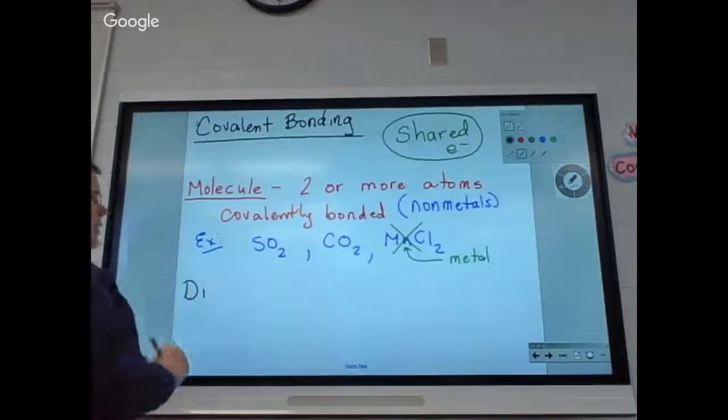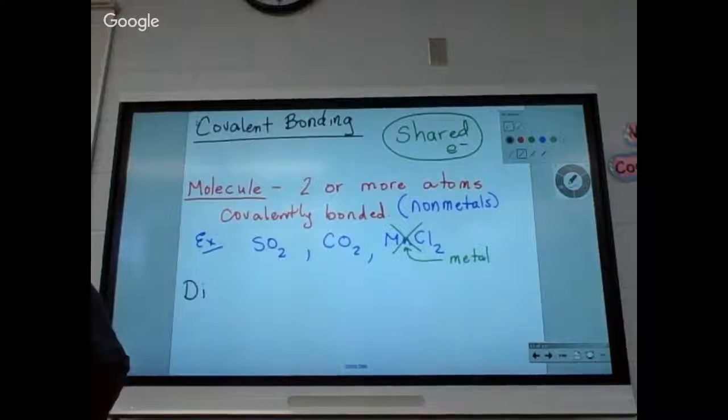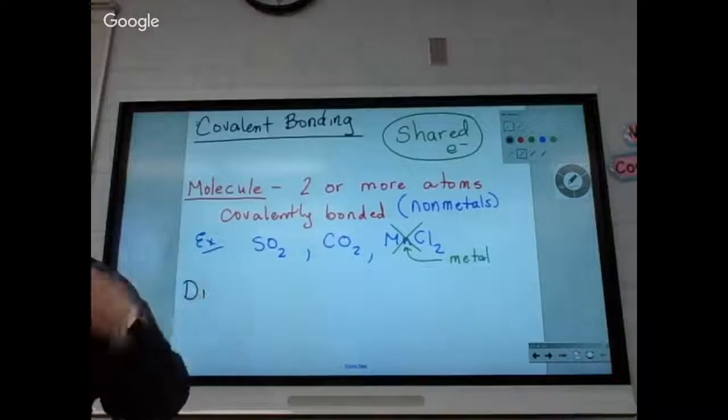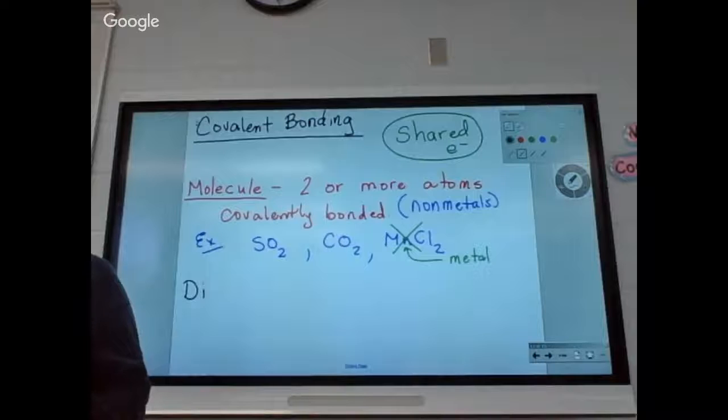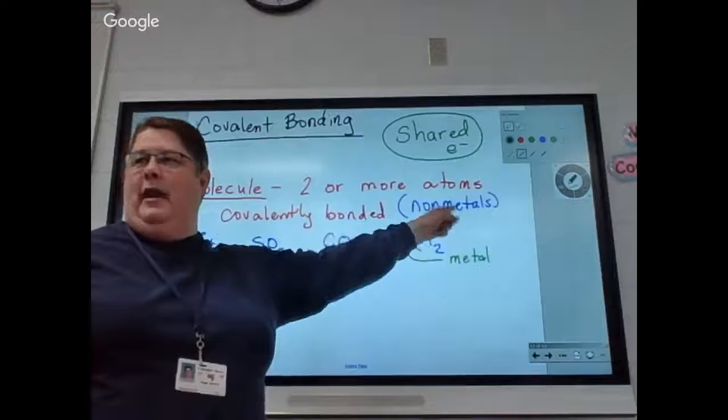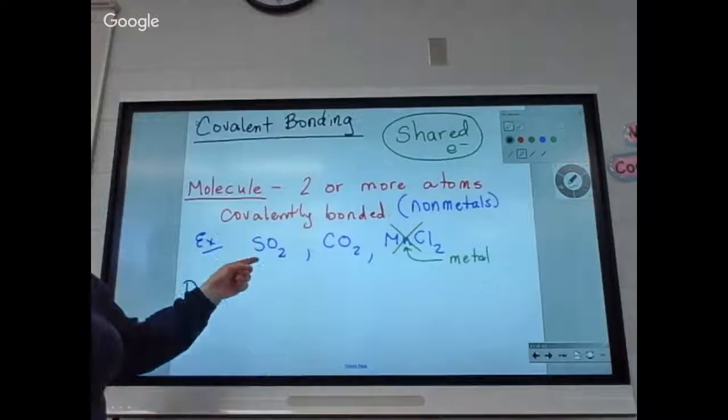Now, a molecule has 2 or more atoms that are covalently bonded. That means the electrons are shared. Well, that's a really nice definition. I know what it means to say electrons are shared. I want you to know what it means to say electrons are shared, right? However, most people, when I say the electrons are shared, can't just look at it and go, oh, they're shared. That's great, Miss Wall. So how are you going to know they're shared when you look at the formula? You know they're shared because they're all made of what kind of elements? Non-metals.